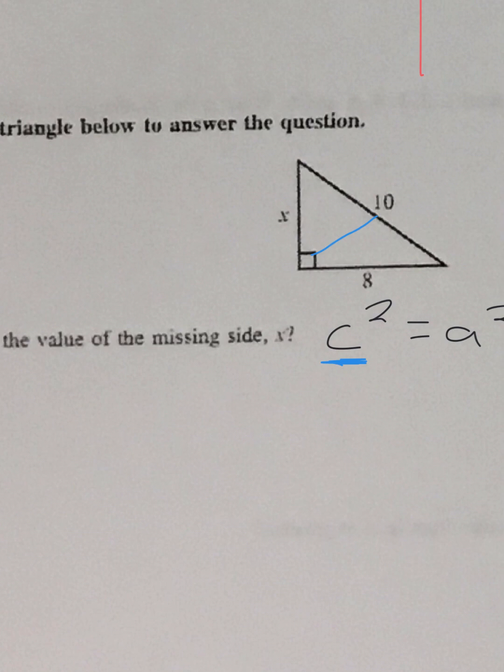Okay, so if I plug in 10 for C, what do I have to remember is happening to all these numbers? They're getting squared. Okay, so we figured out 10 is my longest side. What can I plug in for A? 8. 8 squared. What can I plug in for B? Nothing. But what's our other side right now? X, right? X squared. Okay?